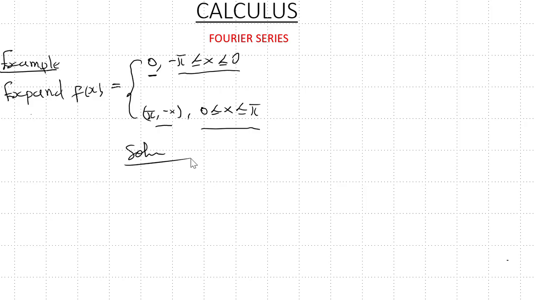So, solution. In the general formula, the interval was p to negative p. I don't know if you took note of it. If you didn't, then go back and check it. The interval was p to minus p. You get it right?